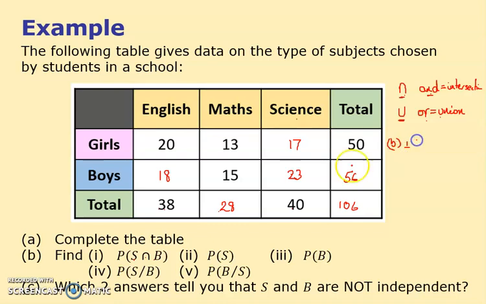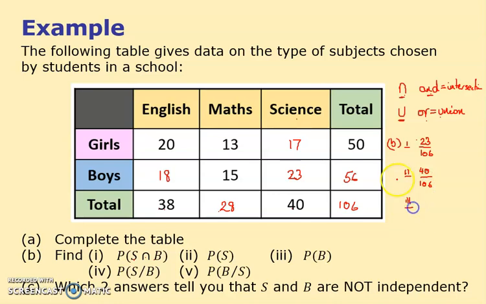I reckon that's S and B, I reckon 23 out of the 106 that were in the table in total, because there's no restrictions. Question 2 says find the probability of it being someone doing science. Well, I know it's 40 out of 106. This is quite easy, isn't it?